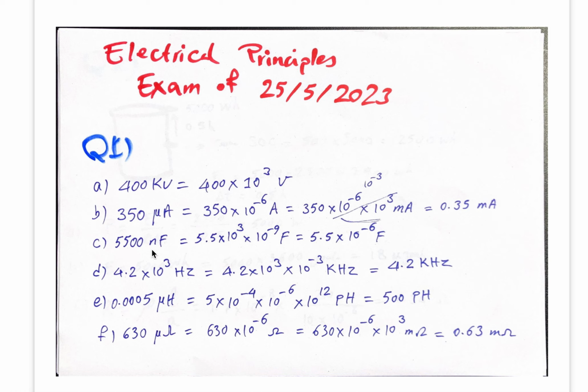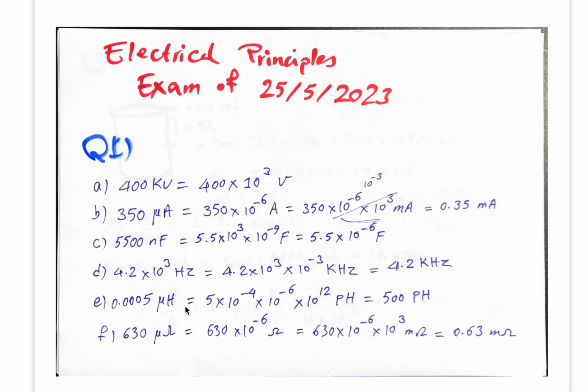5,500 nanofarad, how much farad? So, nano is 10 to the power negative 9. For 5,500, you can either use the same notation, or you can write 5.5 times 10 to the power 3, because in this case 10 to the power 3 and 10 to the power negative 9 can be simplified to 10 to the power negative 6. D, 4.2 times 10 to the power 3 hertz, how much kilohertz? So obviously this 10 to the power 3 can be replaced by kilo, and that makes it kilohertz.